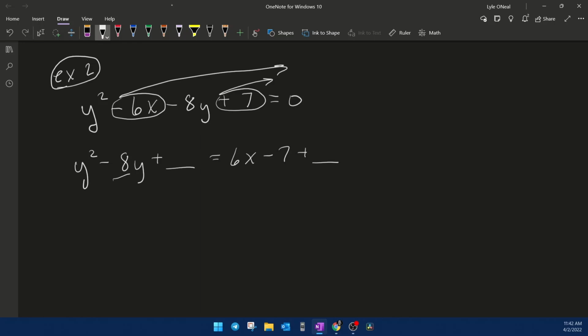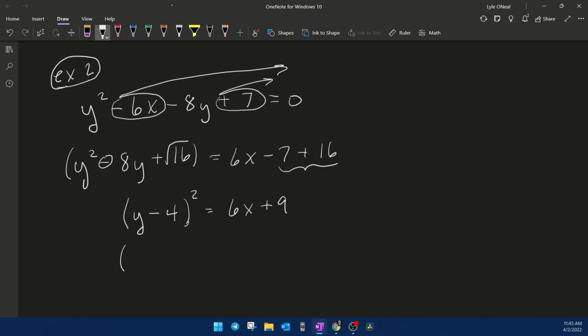Next, we need to complete the square. Half of negative 8 is negative 4. Negative 4 squared is 16. And we're going to add that to both sides. Now that we have our perfect square trinomial, we know that it's going to factor as a perfect square. We're going to have y minus 4, squared. On the other side, we're going to have 6x, and I need to combine like terms. 16 minus 7 is 9.